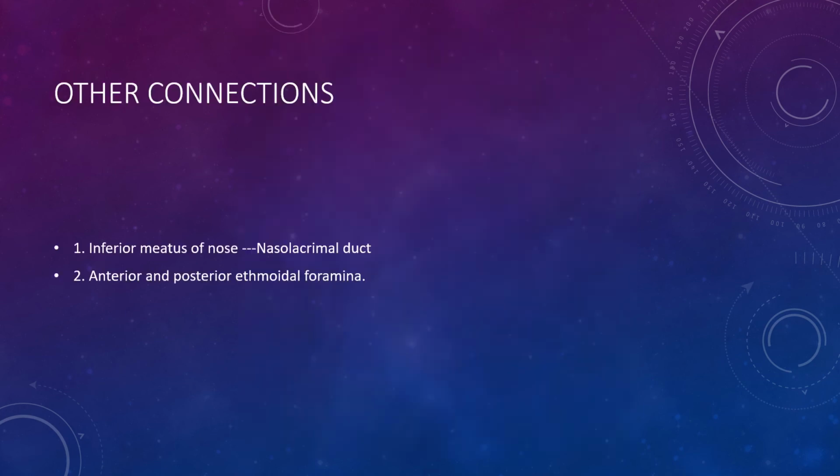Now other connections of the orbit are the nasolacrimal duct. Through the nasolacrimal duct, it is connected to the inferior meatus of the nose through which the tears drain, and the anterior and the posterior ethmoidal foramina, right?